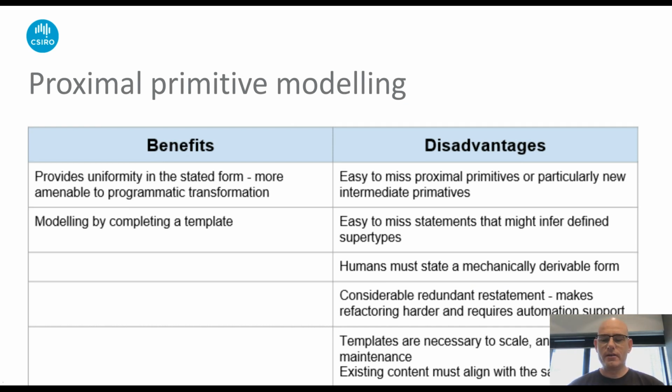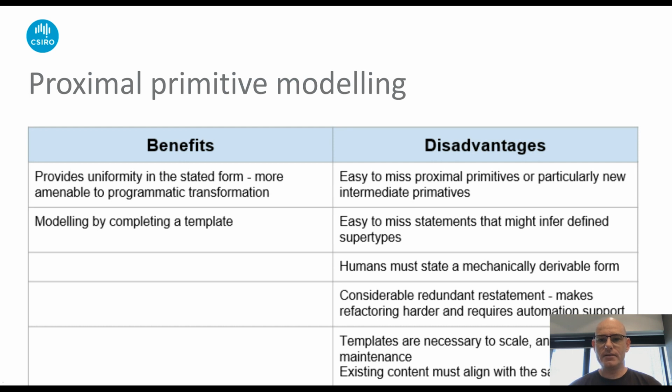So, looking at benefits and disadvantages, the number of these really isn't meant to indicate anything. Some of these are smaller and larger than each other, and there are actually double sides to a lot of these. But the benefits really are that you get this uniform stated form, which is much more amenable to programmatic transformation. And you also have the ability to use modelling via templates and have quite a structured modelling approach to have that uniformity. I guess the disadvantages are it's much easier to miss proximal primitives, or particularly new intermediate primitives that get inserted over time.